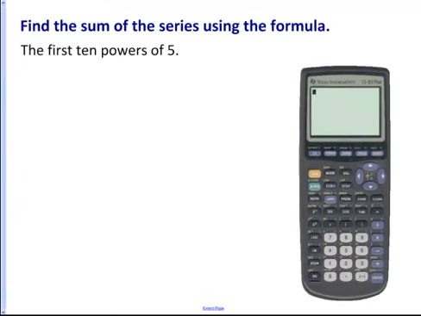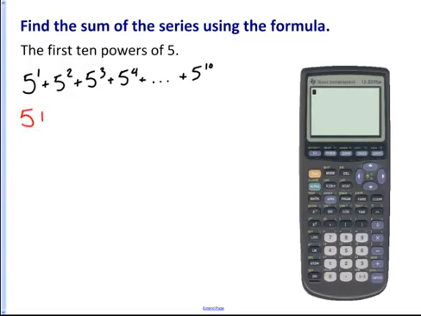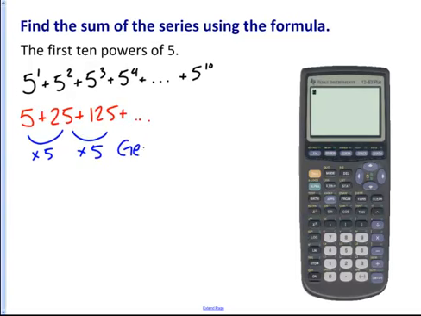All right, and now we're going to find the sum of the first 10 powers of 5. So 5 to the first plus 5 to the second. We'll add those up all the way up to 5 to the 10th. And in expanded form, that looks like this. 5 plus 25 plus 125. You can tell by taking a look at this series that it's geometric because you would multiply by 5 to get from one term to the next.